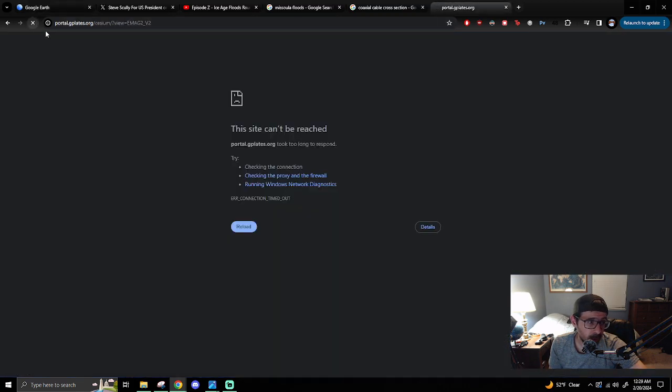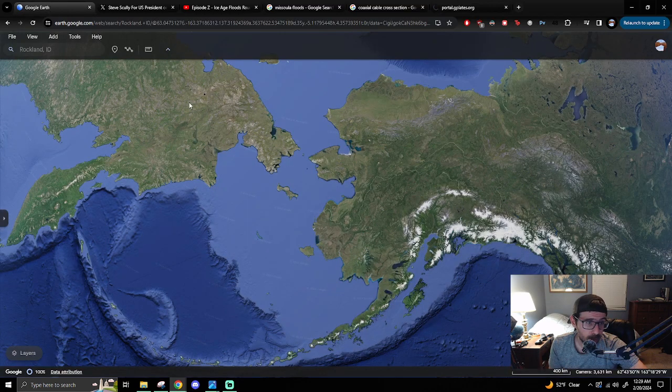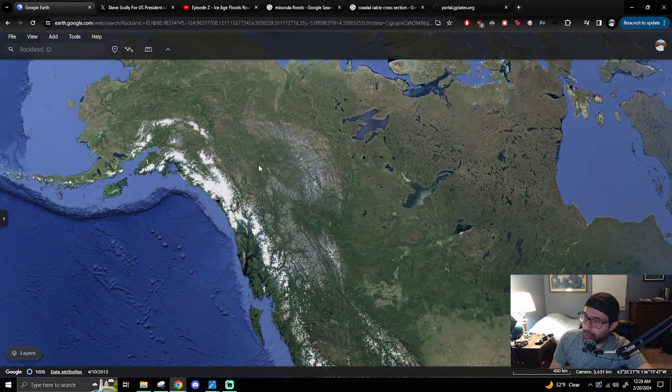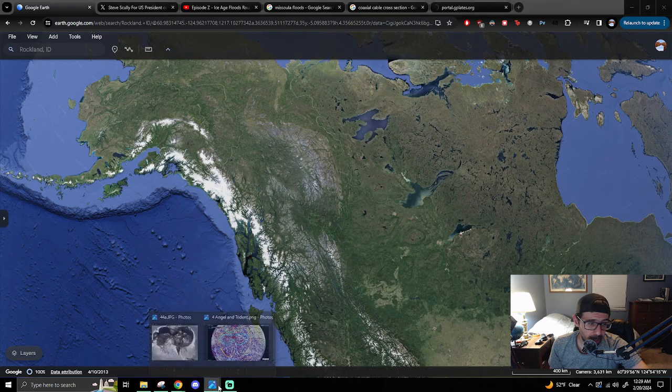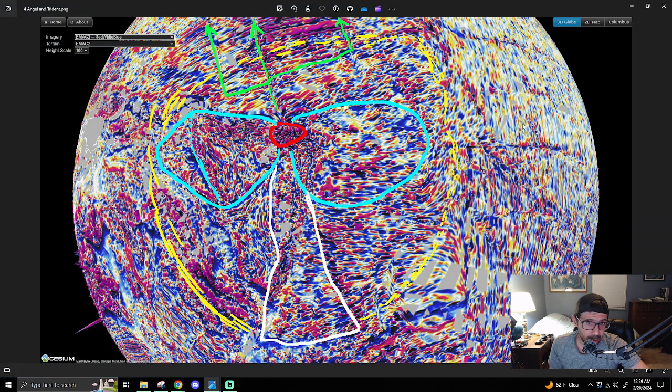Let's see, is this working? I guess they're doing stuff. That site's sometimes down. Magnetic anomaly map site. This one. This map.